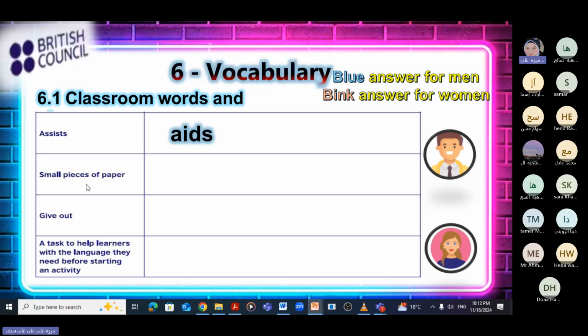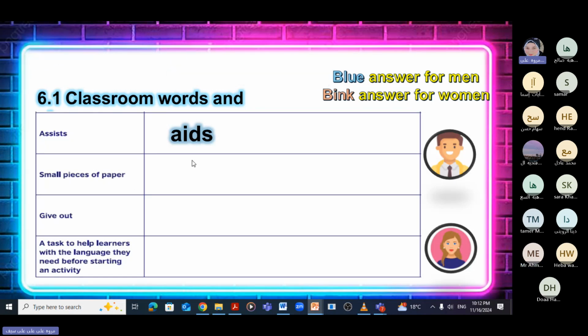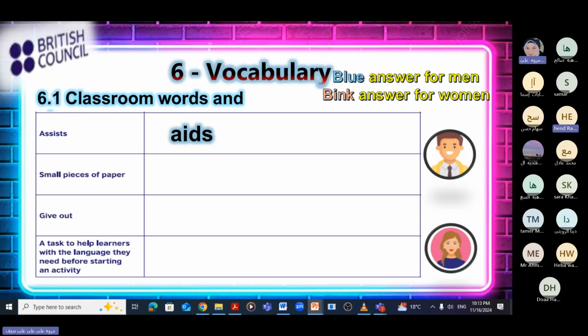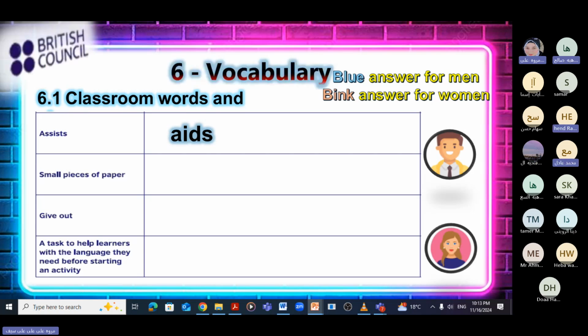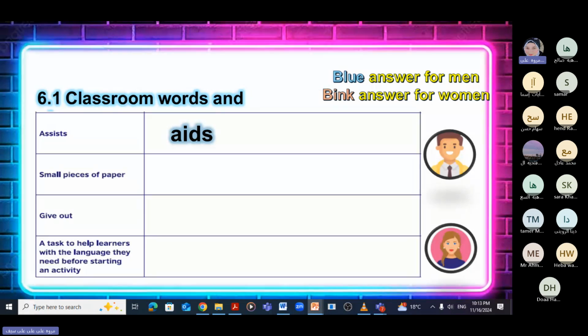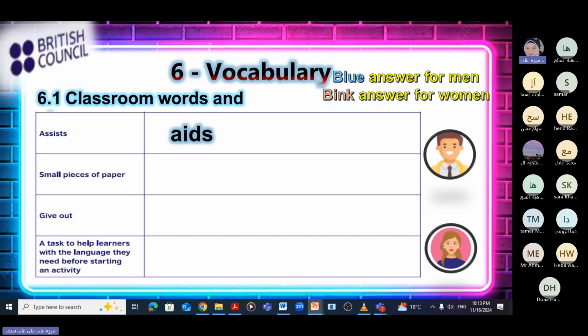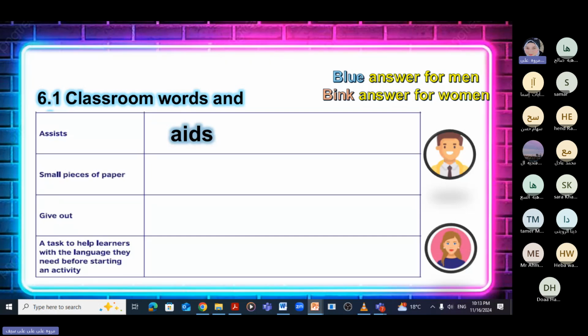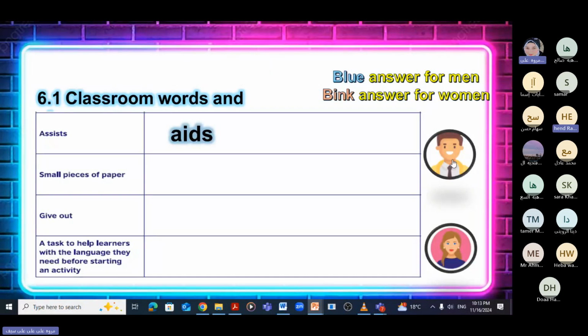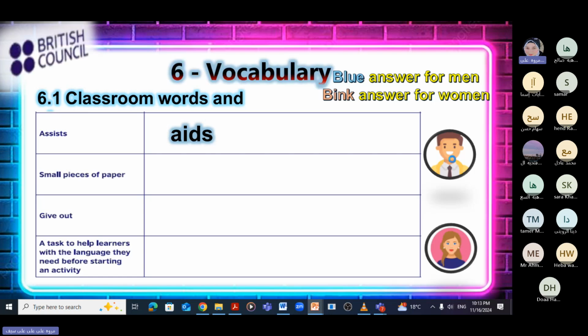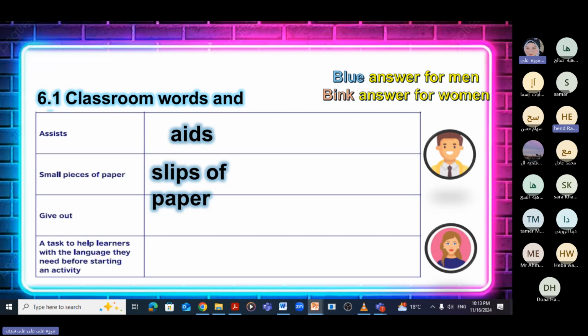Small pieces of paper. What do we call them? A word that starts with the letter S and ends with the letter S. Cards. Slides. Stickers. Think again. It starts with S and ends with S. How many letters? One, two, three, four, five. Five letters. Slice. Think again. Slices. No, no. Let me show you the answer. Slips of paper, small pieces of paper.